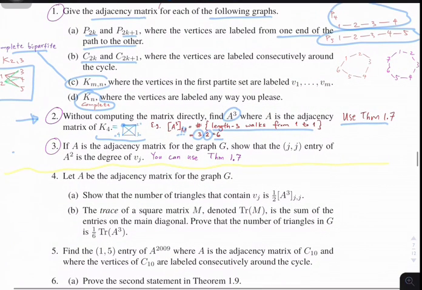And then in the last exercise, prove that for A times A, the diagonal entry j,j is really the same as the degree of the vertex j.